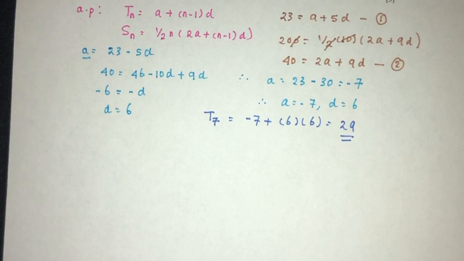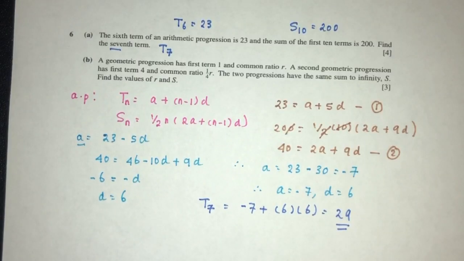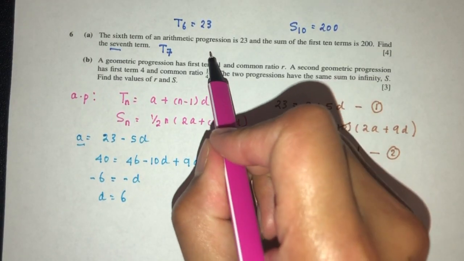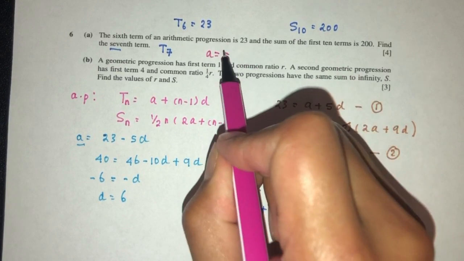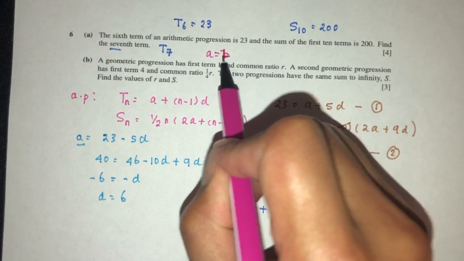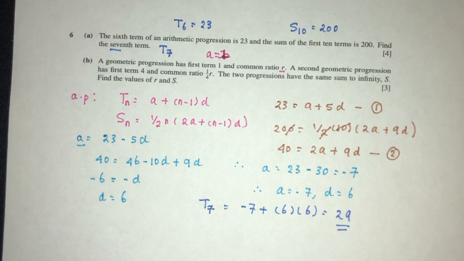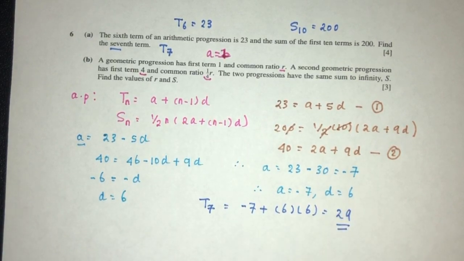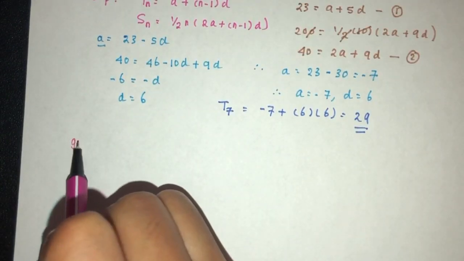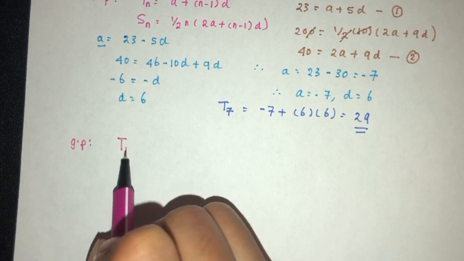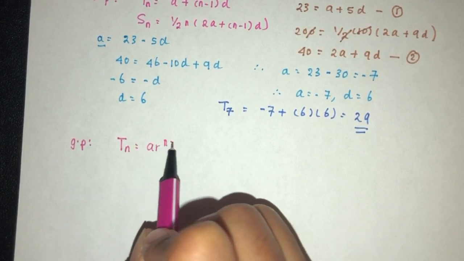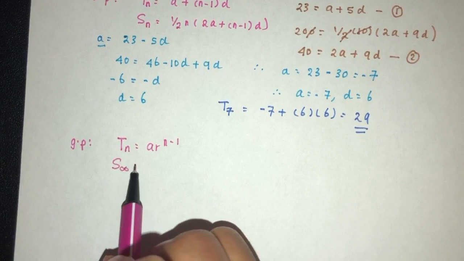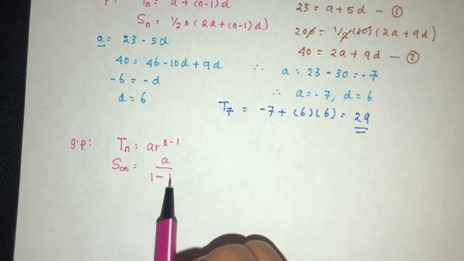Now for part 2, a GP has its first term 1, so a is equal to 1, and the common ratio is just r. Now a second geometric progression has a first term of 4 and common ratio 1 over r. So again, for the GP, what do we know? The nth term is given to you by a r to the power n minus 1. Sum to infinity should be a over 1 minus r.